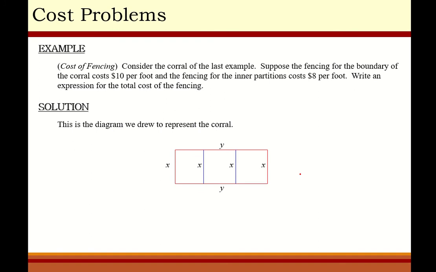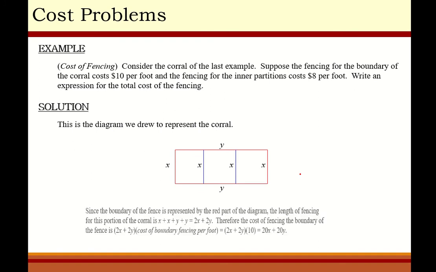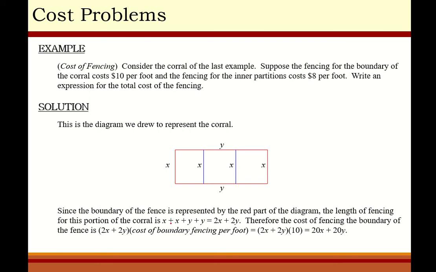Okay, so this is the diagram we draw to represent the corral. Alright, since the boundary of the fence is represented by the red part of the diagram, okay, so this is rectangular, so the red portion of this illustration. So the length of fencing for this portion of the corral is simply x plus y, or simply 2x plus 2y.